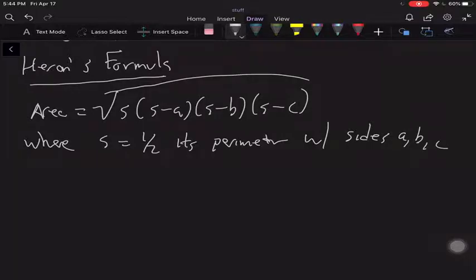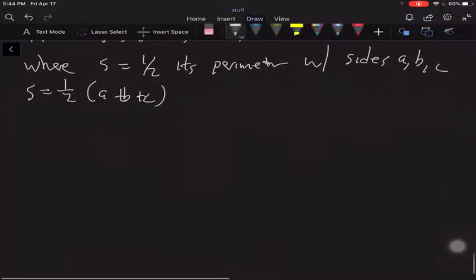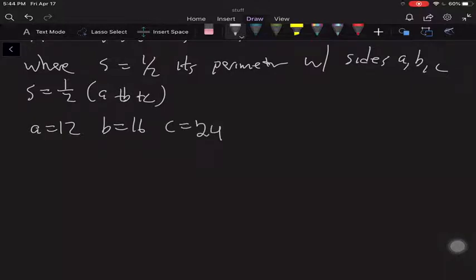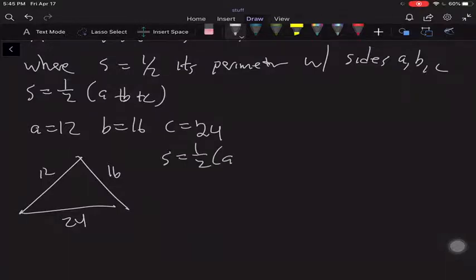So s is equal to 1/2 a plus b plus c. And if we have an example where a is equal to 12, b is equal to 16, c is equal to 24, we can begin by calculating 1/2 the perimeter. So s is equal to 1/2 a plus b plus c, which is equal to 1/2 12 plus 16 plus 24, which gives us 26.